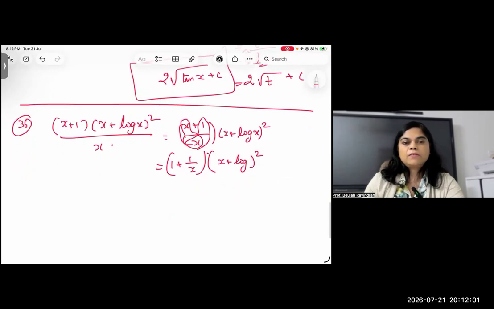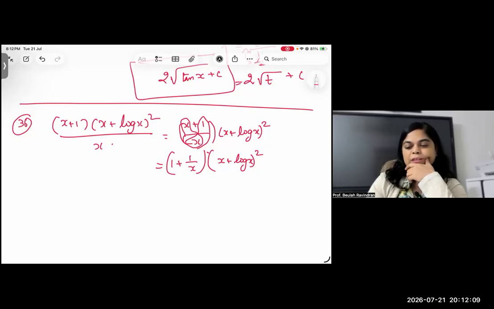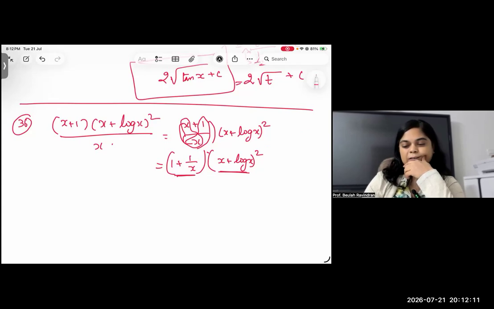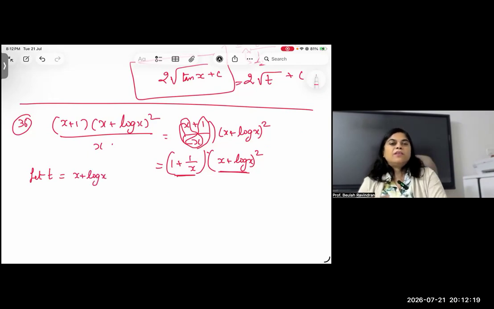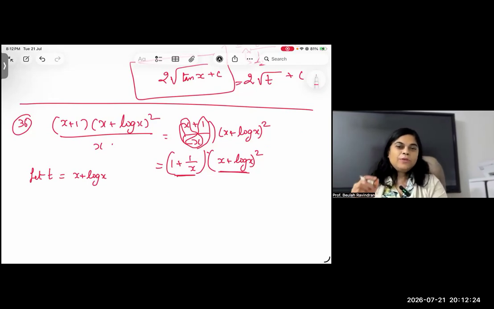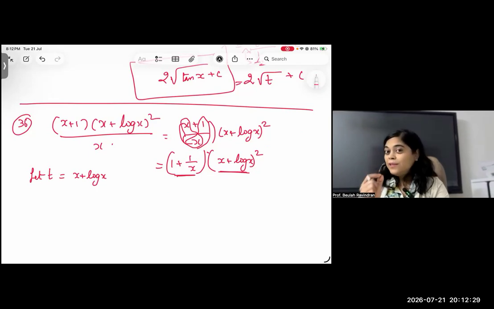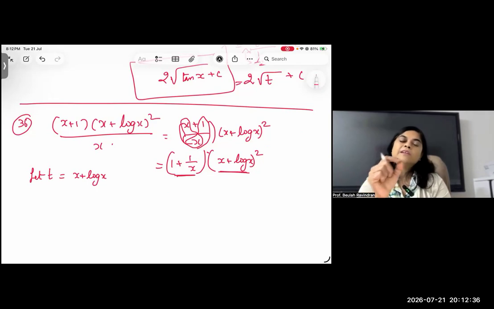We can take x plus log x as t. That is a hint, because if you differentiate x plus log x, you get 1 plus 1 by x. Let t equal x plus log x. There are so many logical keys and solutions hidden in the problem itself. You must try to find the connections and the key thing hidden in it. That is your creativity.